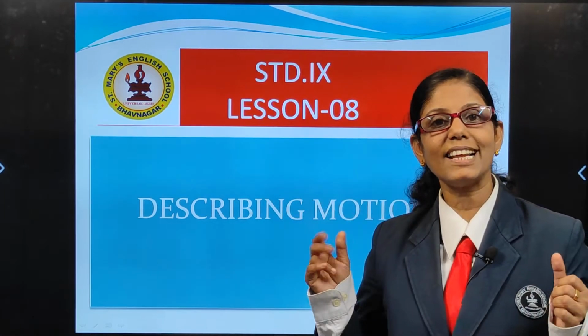Now, in this case, you please see an object is at A. It moved to B and then to C. So, it has used the path ABC. Therefore, what is the path length? 3 meter plus 4 meter, that is equal to 7 meter.